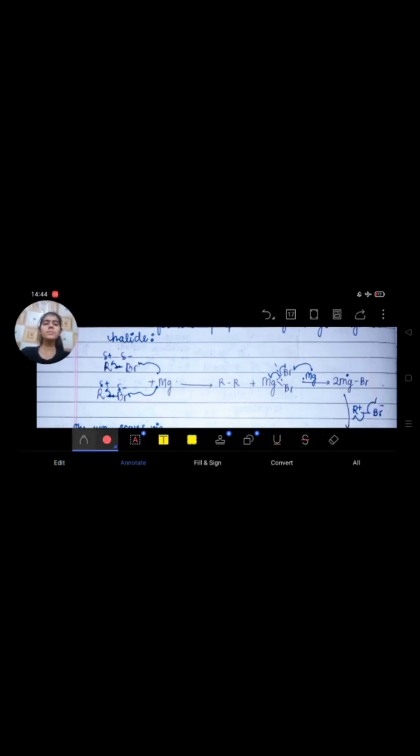Here we can see the two electrons of magnesium. One electron goes to bromoalkyl and another one goes to another alkyl bromine compound, and it converts into double alkyl group and MgBr2.